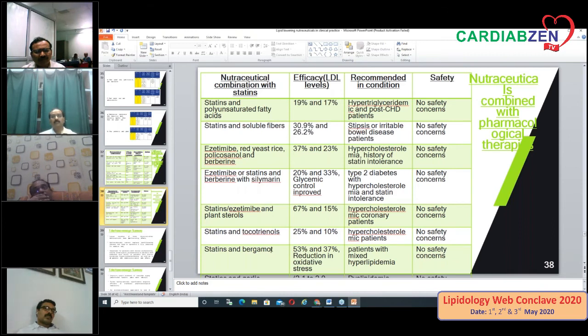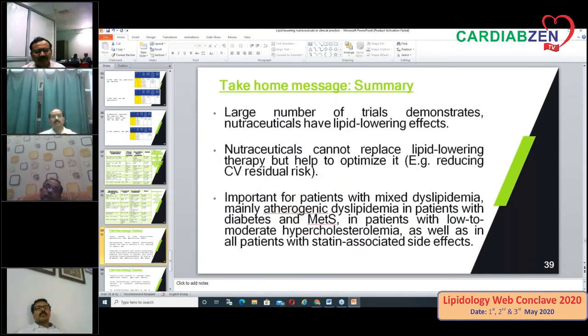The statins and bergamot, so 53% and 37% reduction in oxidative stress. So this is having a very good additive effect when the patient is already taking the lipid lowering agents in the form of secondary prevention. But mind it, it can be used as primary prevention when the patient has not had any coronary event, only isolated diabetes or maybe hypercholesterolemia, which of course is not very dangerous, and in metabolic syndrome and hypertension patients.